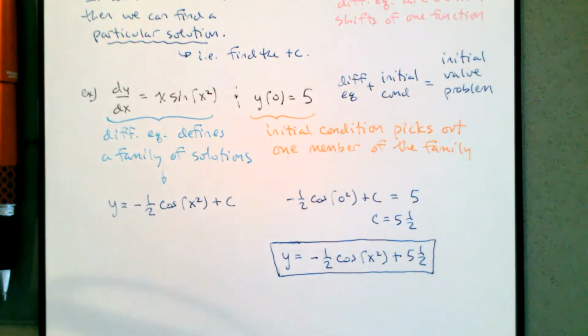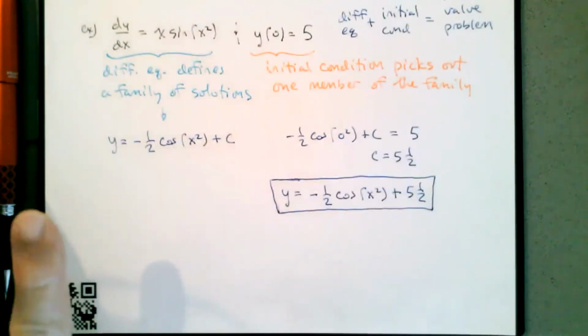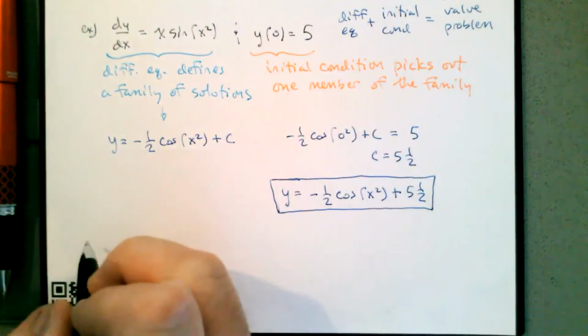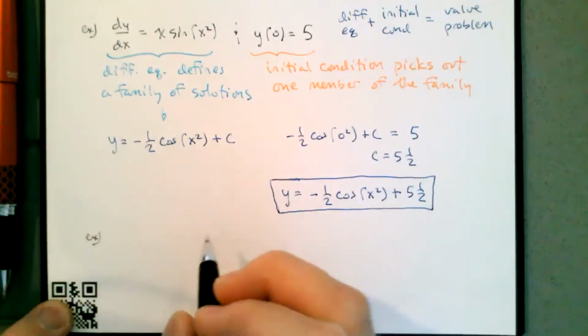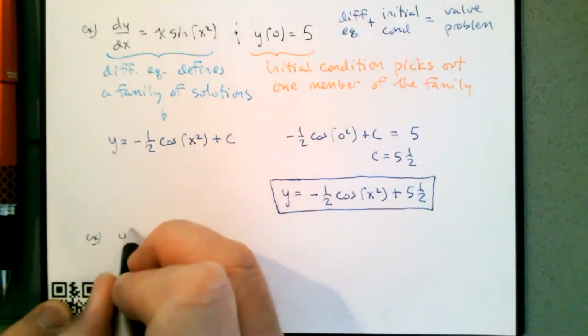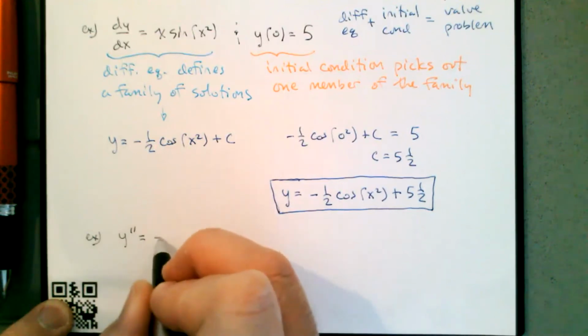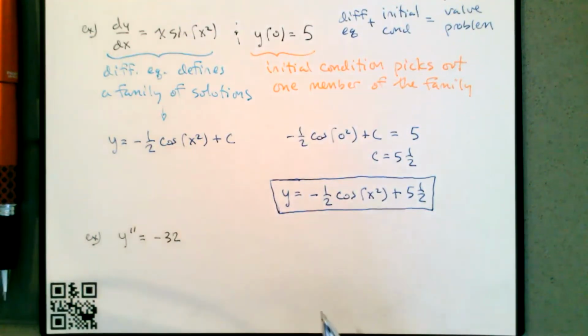All right. So notice that in the acceleration problem, we had two arbitrary constants. So we'd have to have two initial conditions. So to make a complete problem, we could say y double prime, the second derivative, is equal to negative 32. I'm going to go old school.